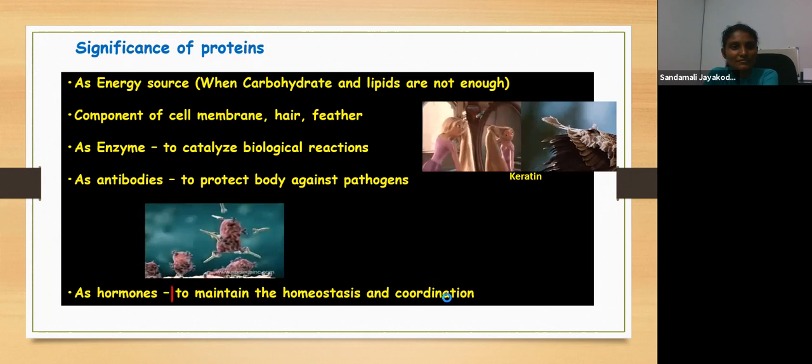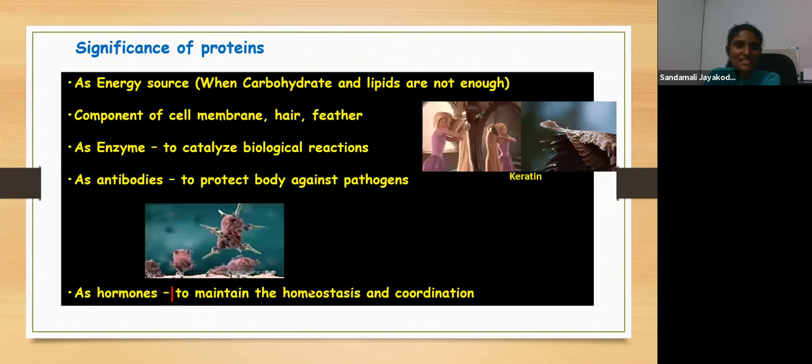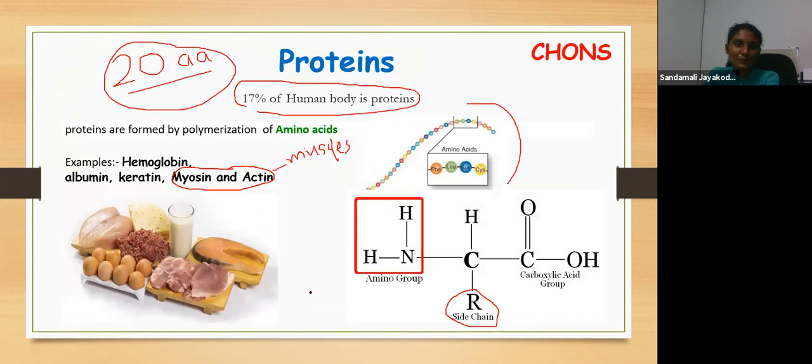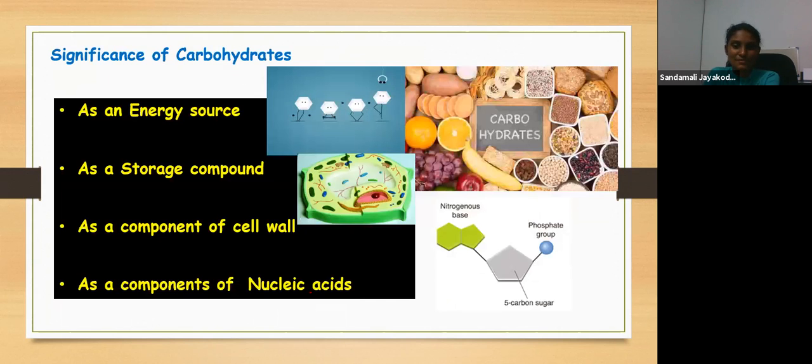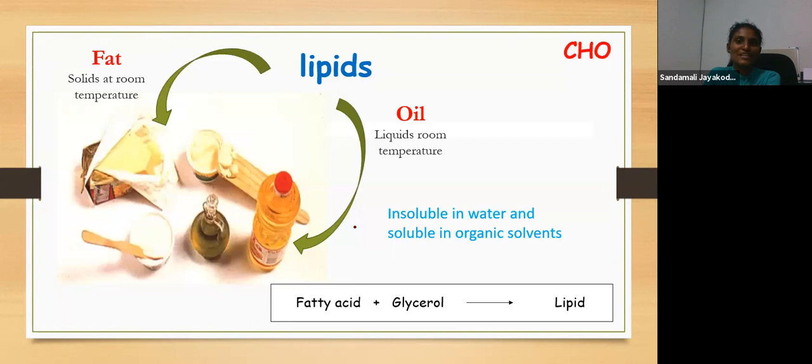And then we are moving to the group lipid. Now we have discussed two groups, carbohydrates and proteins. We discussed their significance, their structure and all. And then we are moving to lipids. When we think about lipid, it has CHO. As I told you earlier, it has carbon, hydrogen, oxygen. These lipids are divided into two groups depending on their physical state at room temperature.